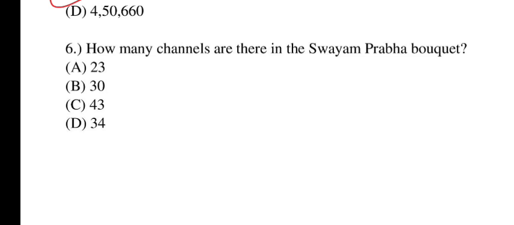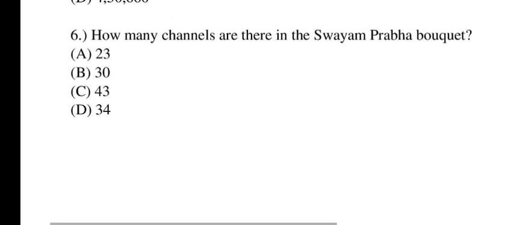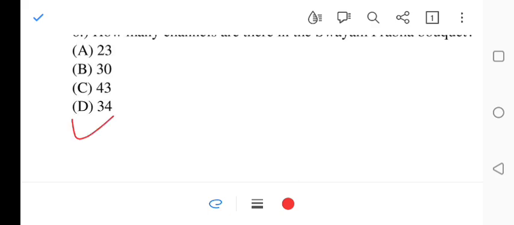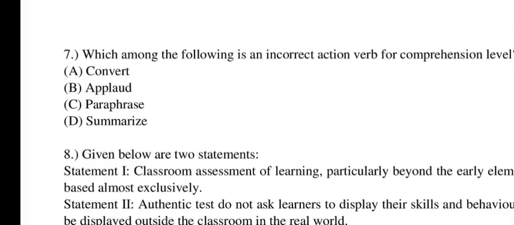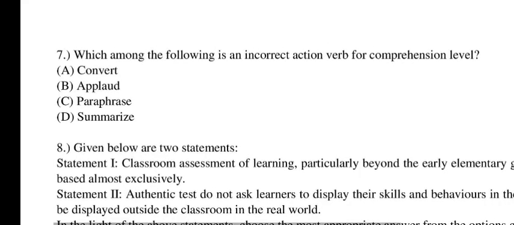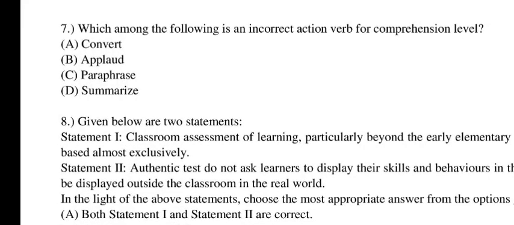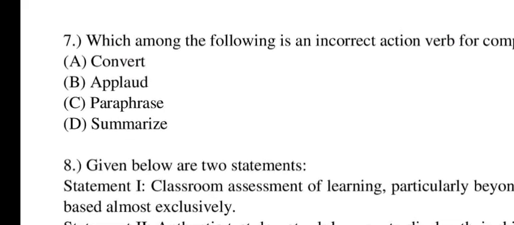23, 30, 43, 34. So it will be 34. Okay, 34. 7 says, which among the following is an incorrect action verb for comprehension level? Convert, applaud, paraphrase, summarize. It will be applaud.